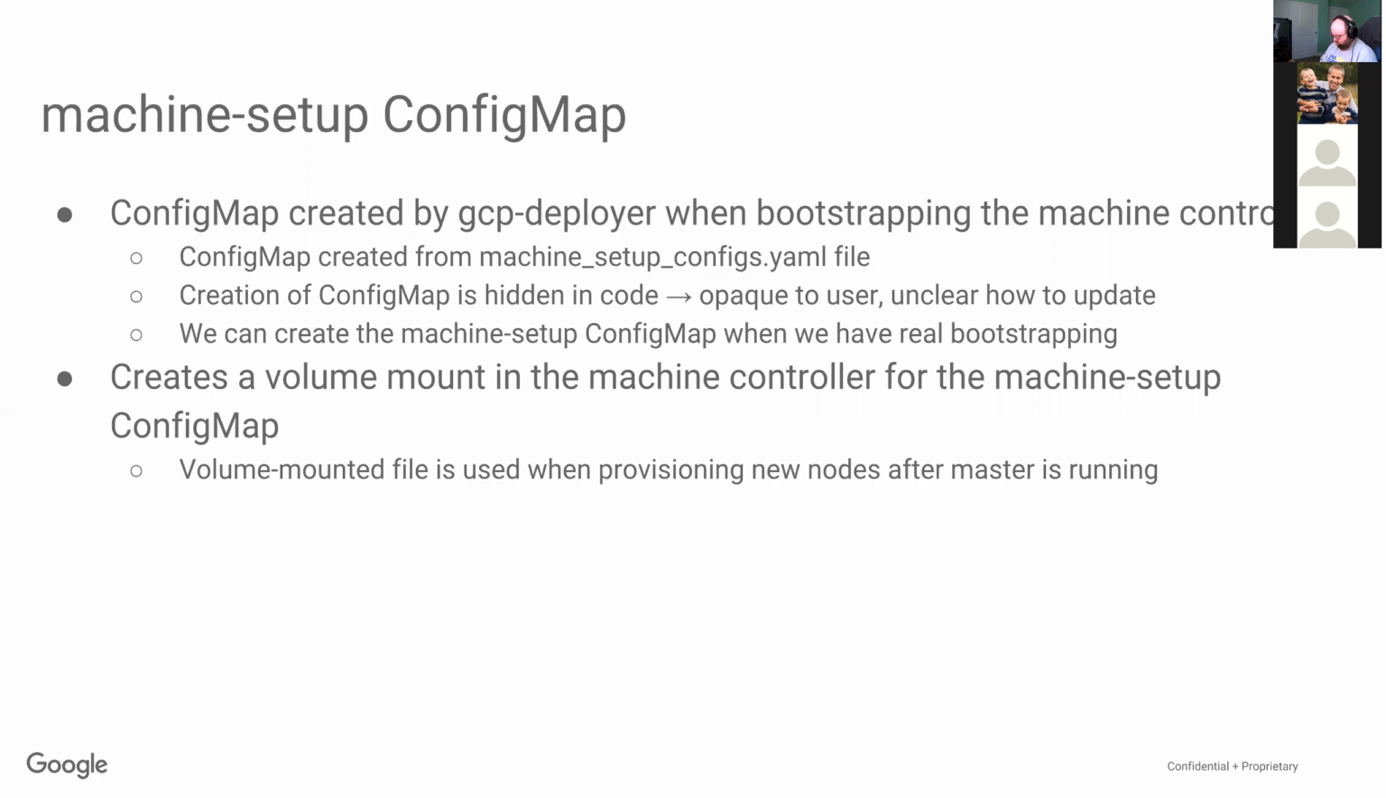Right now, this config map creation is kind of hidden, and it's a little bit opaque to the user. So this is just a temporary workaround until we can get rid of the GCP deployer. Once we have actual bootstrapping, we can create this config map as part of that process. And this volume-mounted file is what the master is going to be using whenever it's provisioning new nodes.